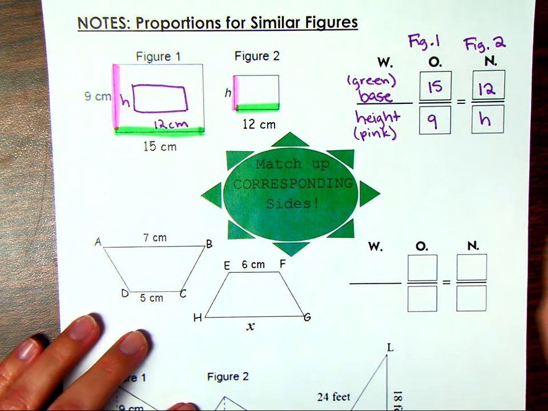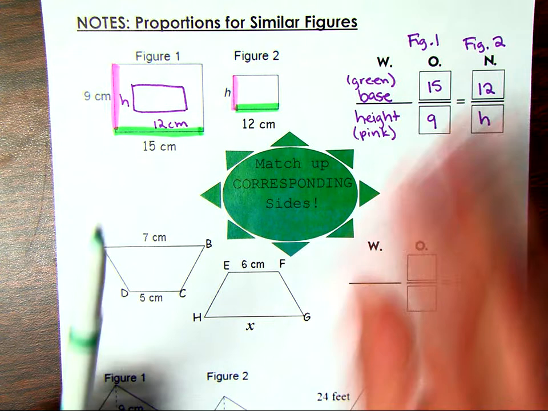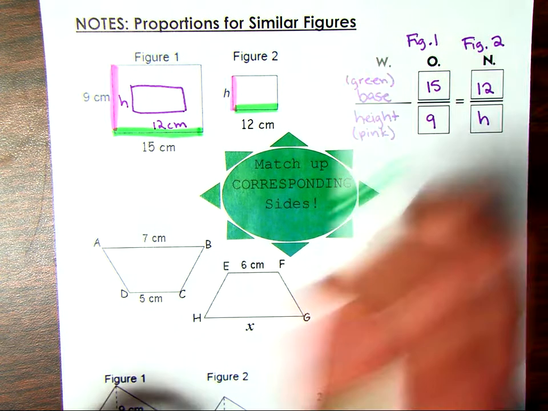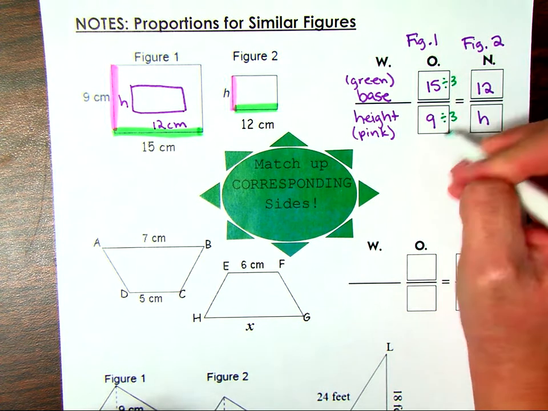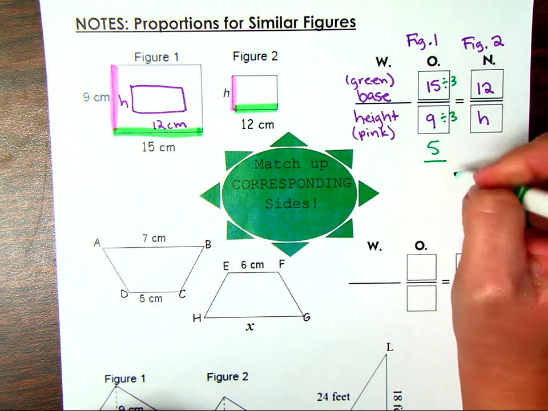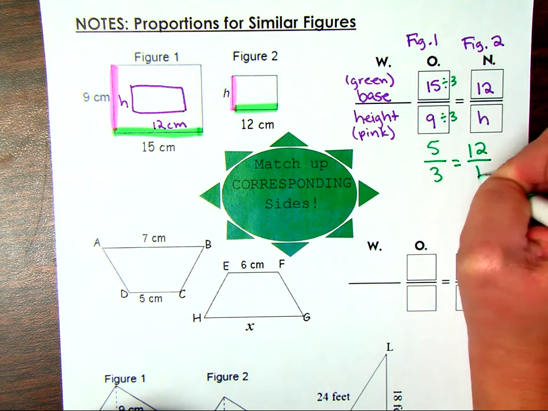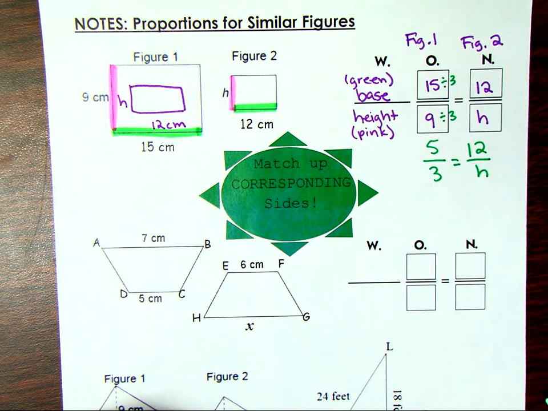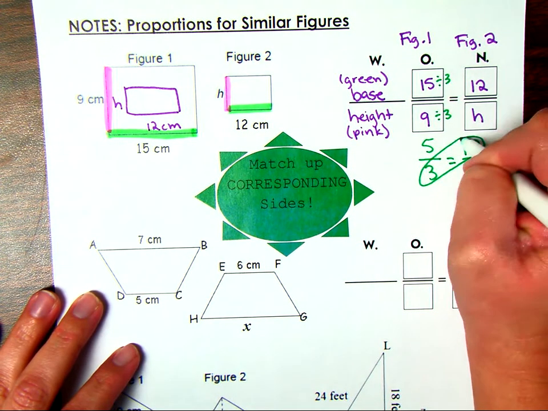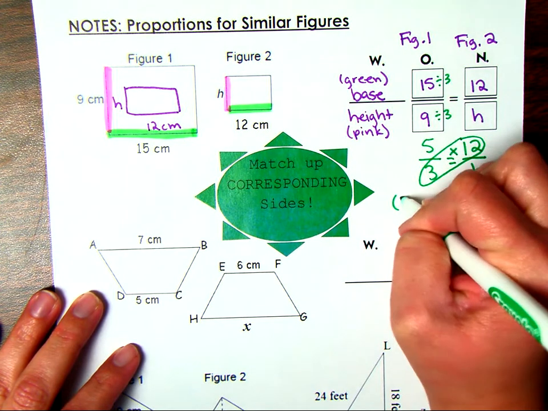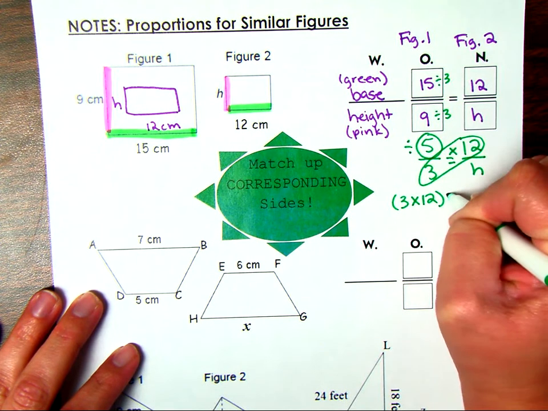Most people are going to cross multiply and divide, but I'm going to show you, just to remind you, if you look at that original ratio, 15 and 9 can both be divided by 3. So 15 divided by 3 is 5, 9 divided by 3 is 3. So I'm just going to rewrite this down here: 5 over 3 is equal to 12 over H. That just helps you to see that we're going to deal with smaller numbers. So now we can cross multiply: 3 times 12, and then divide by 5.